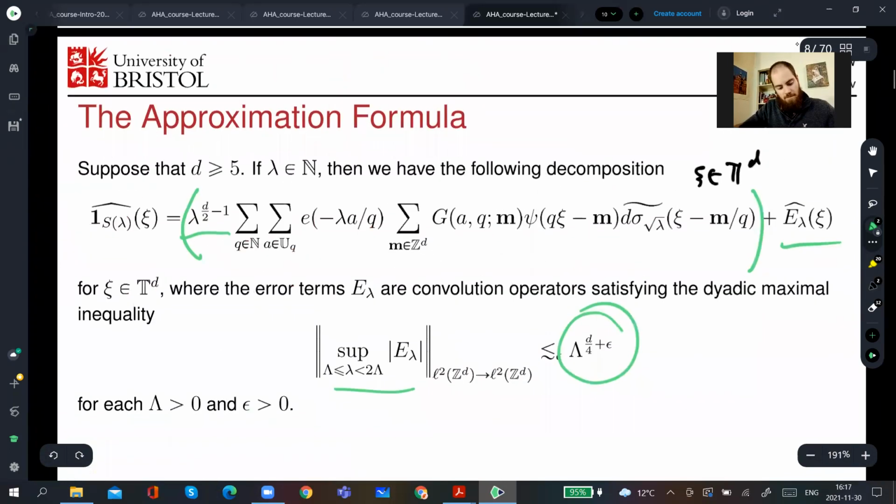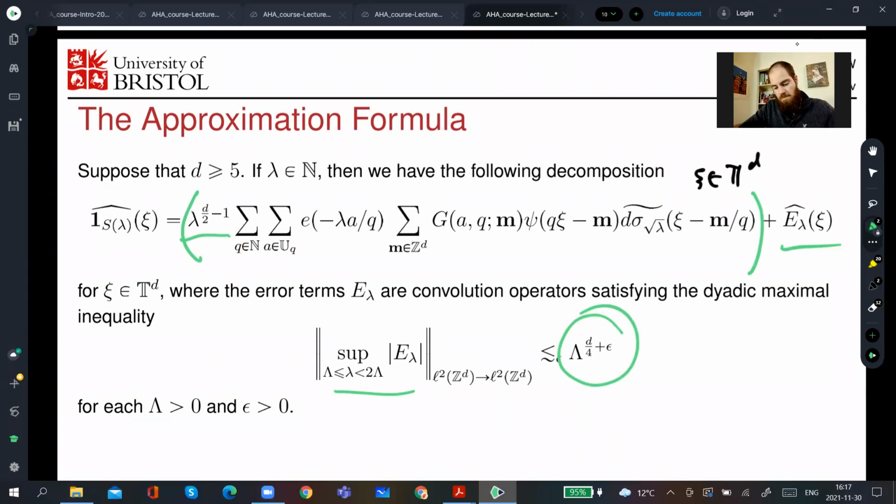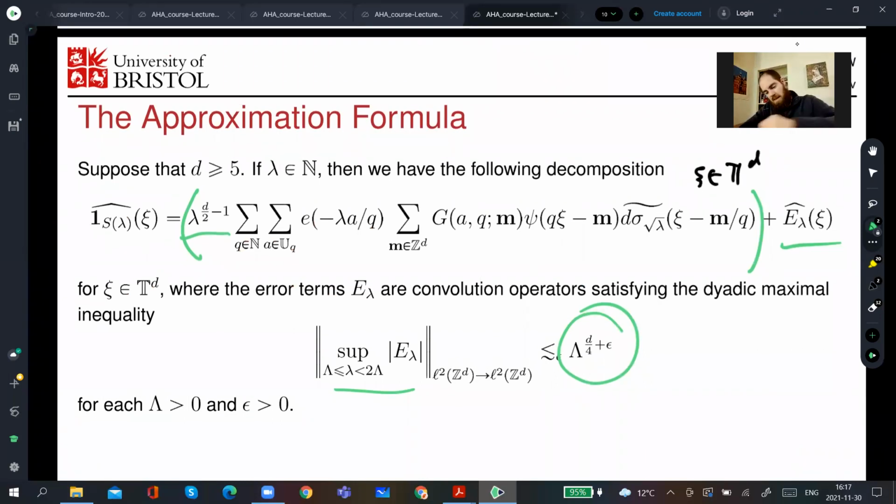I should describe, I'll come back to describing the main term in a minute. This part in green is what I'm going to call the main terms. I'll come back to them in a minute.